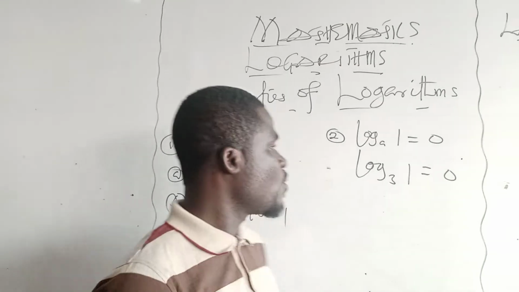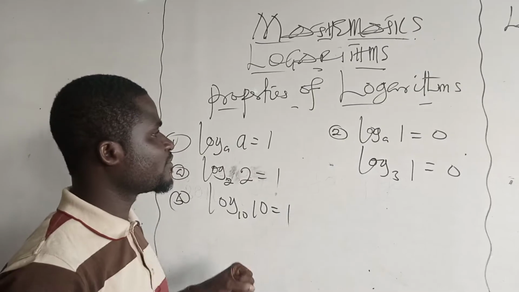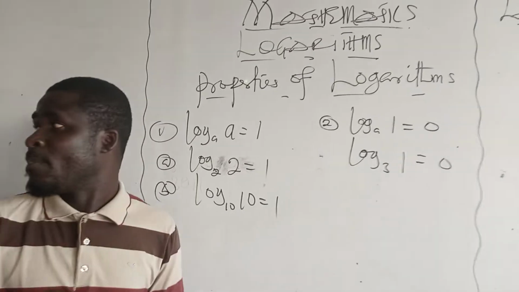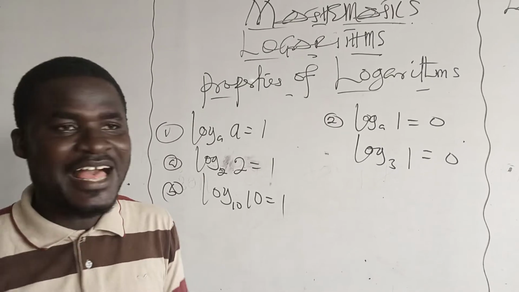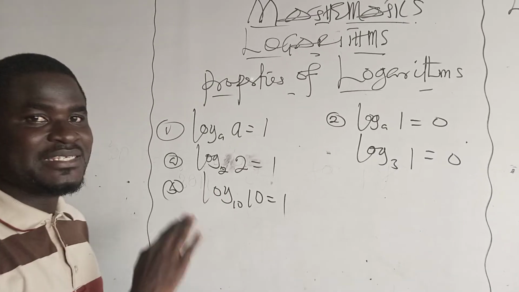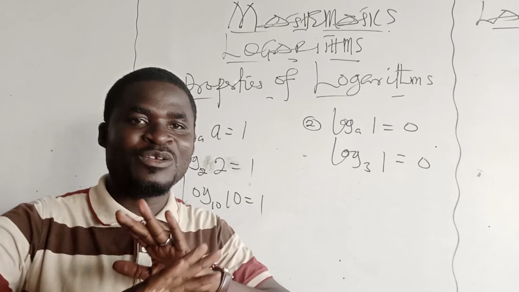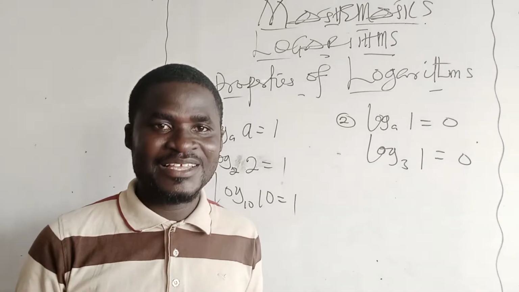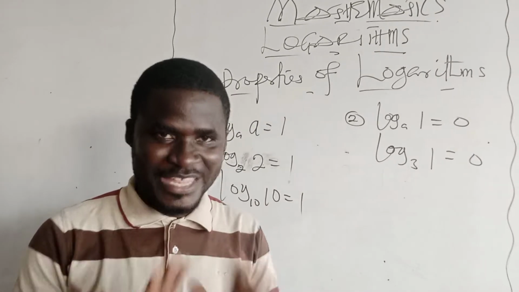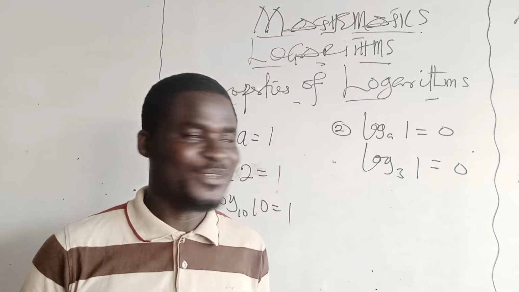And take note, when log is written and there's no number or base, we take it as 10. When you get log without the base, we take it as what? 10, log 10. So take note.